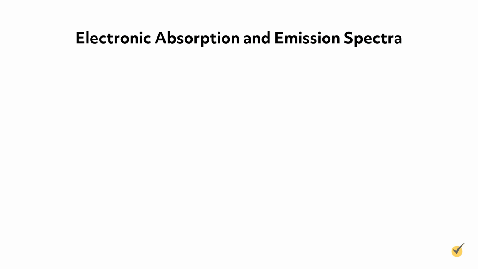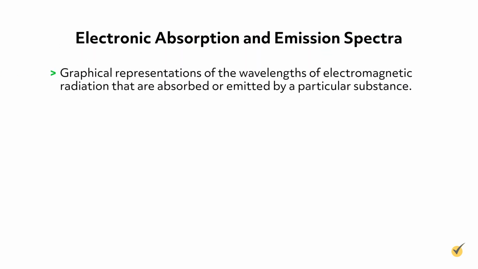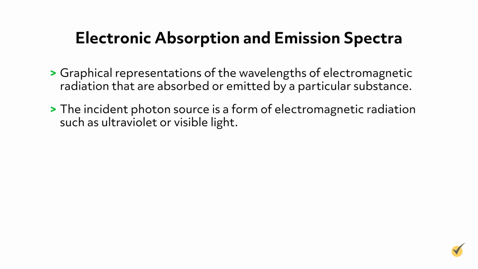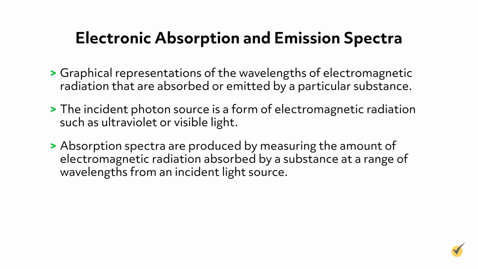Electronic absorption and emission spectra are graphical representations of the wavelengths of electromagnetic radiation that are absorbed or emitted by a particular substance. The incident photon source is a form of electromagnetic radiation such as ultraviolet or visible light. Absorption spectra are produced by measuring the amount of electromagnetic radiation absorbed by a substance at a range of wavelengths from an incident light source.